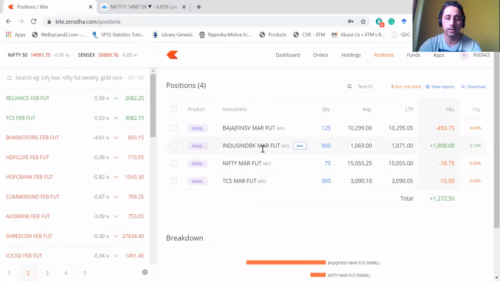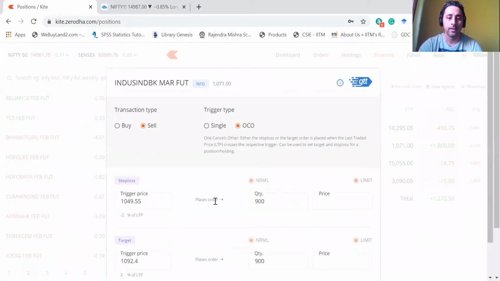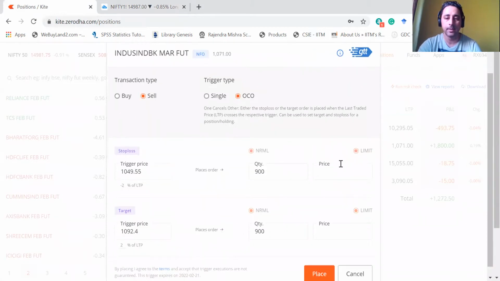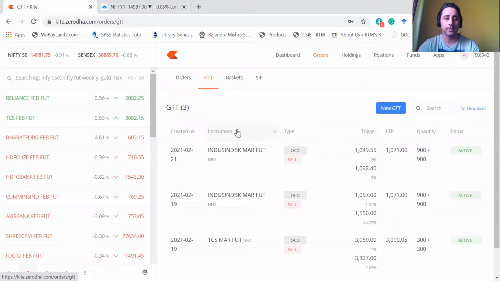I'll show you how. This is IndusInd March future. I already have a GTT. I click here and create a GTT again. Whatever the price is, I'll just let it be. I'll put 1044, let's say, and this sell 1090, and I have placed it. GTT created. If you go to orders, under the GTT section, I have two orders for IndusInd Bank. Which one did I create today? This one. I'll delete it in future. So now I have two orders.